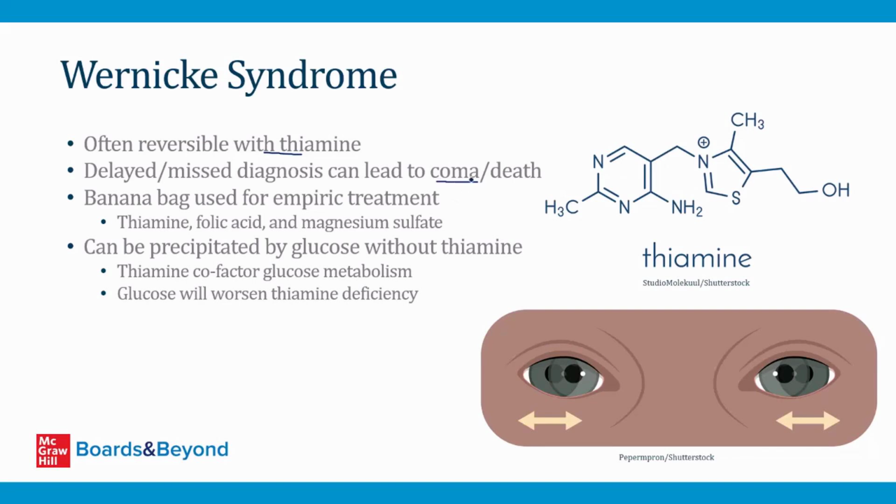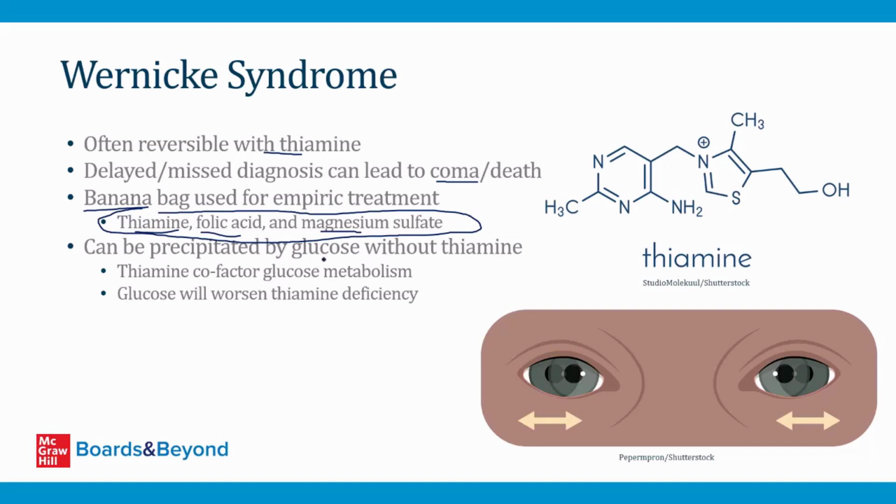And so for this reason, anyone who presents to emergency rooms with acute onset of confusion is usually given something called a banana bag. So a banana bag is an intravenous infusion, and it contains fluids that have thiamine, folic acid, and magnesium. And the reason these three things are in the banana bag is because these are often deficient in patients with poor nutrition or patients who have been drinking lots of alcohol. And so by having thiamine in the bag, you try to treat any Wernicke syndrome that may be present.